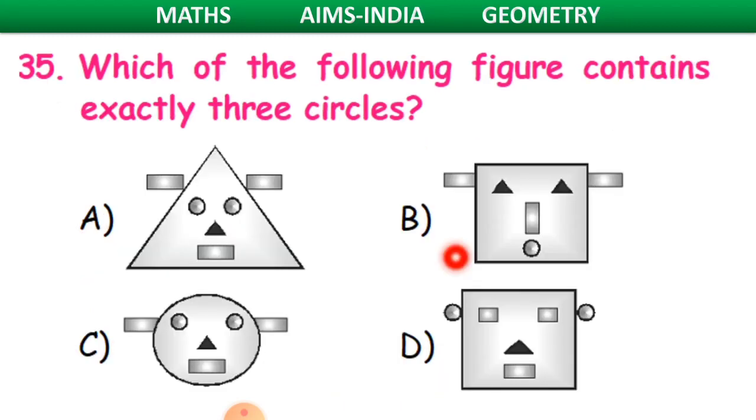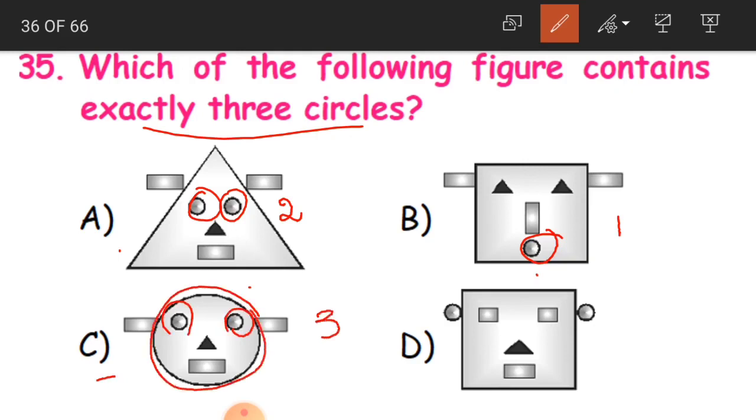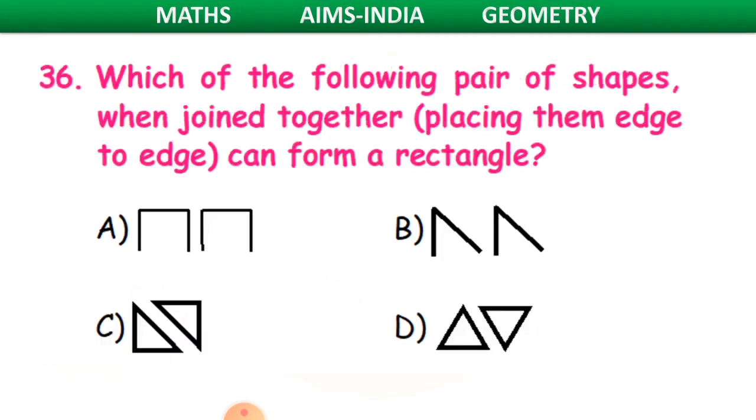Now coming to question 35, which of the following figures contains exactly 3 circles? So from the following figures, we have to find the figure which has exactly 3 circles. Coming to figure A, we have 1 and 2 circles. Coming to figure B, we have 1 circle. Coming to figure C, we have 1, 2 and 3. So we have 3 circles, and coming to figure D, we have 2 circles. So which will be our correct option, children? Option C. Yes, figure C has exactly 3 circles.